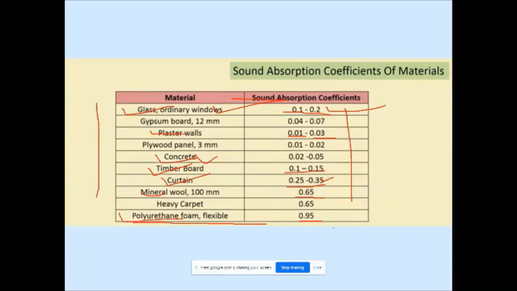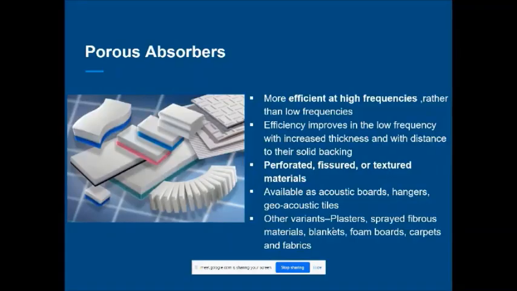So we will see various materials and their sound absorption coefficients, right? So these were some examples. Now let's take examples of sound absorbers. We can have a porous absorber, we can have a cavity resonator, we can have a reflection panel. So let's discuss them one by one.